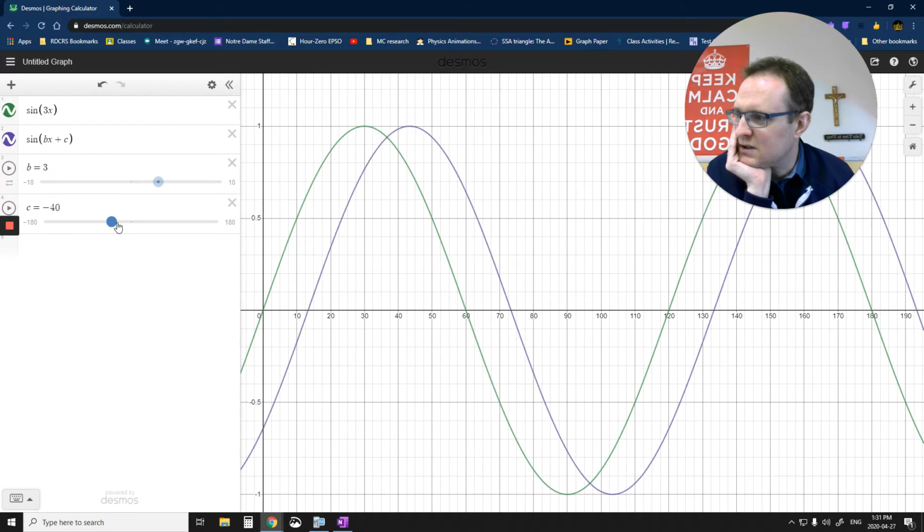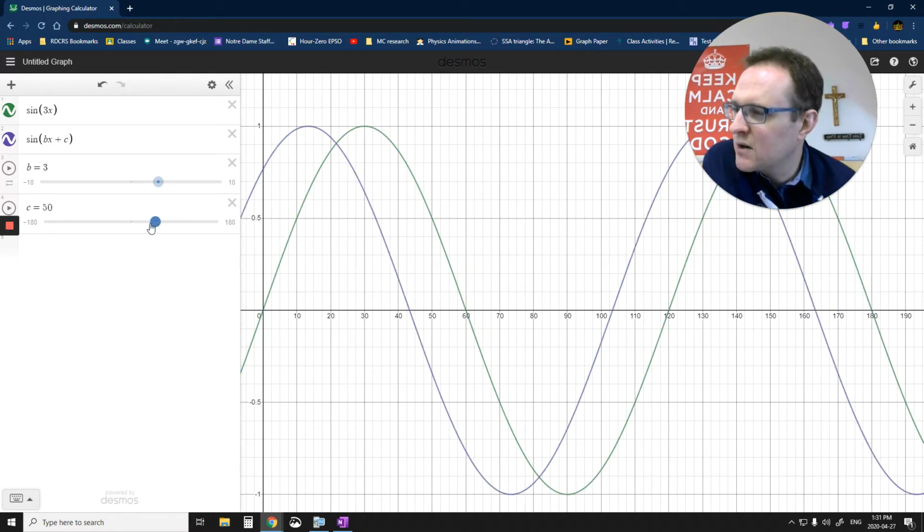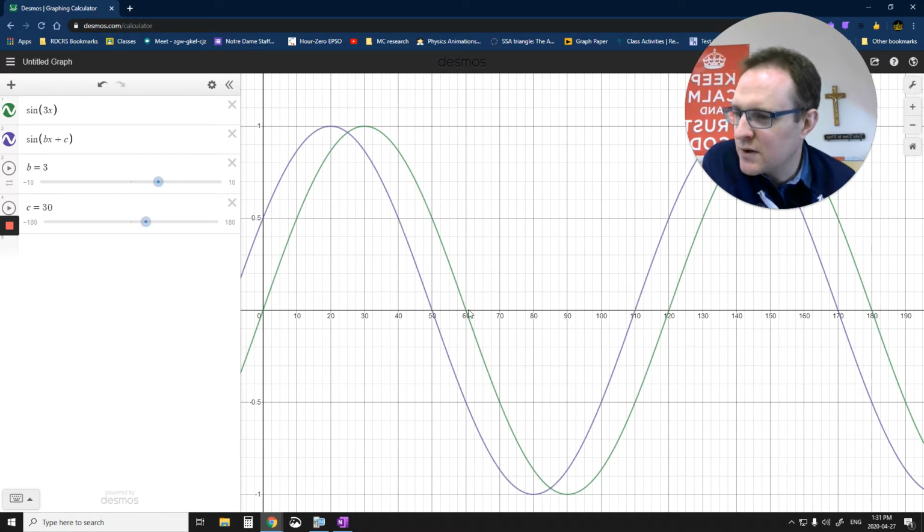Same thing happens. So let's go to 0, so there's nothing there. So what if I go 30? If I go 30, oh, I've only moved over 10, because what I'm doing here is taking the C and dividing by the 3. So 30 divided by 3 is 10. So I've only moved over 10.